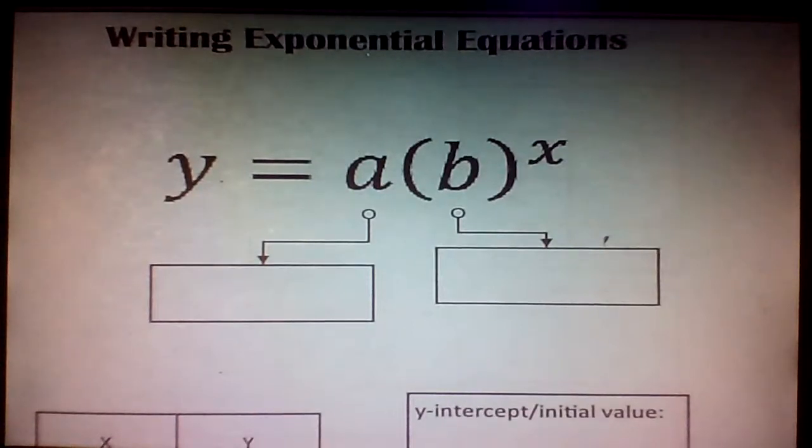Bobby says, welcome back to Miss Smith, second period math class. Welcome back, guys. Today we're going to be learning about writing exponential equations. We're going to look at mainly tables and word problems.